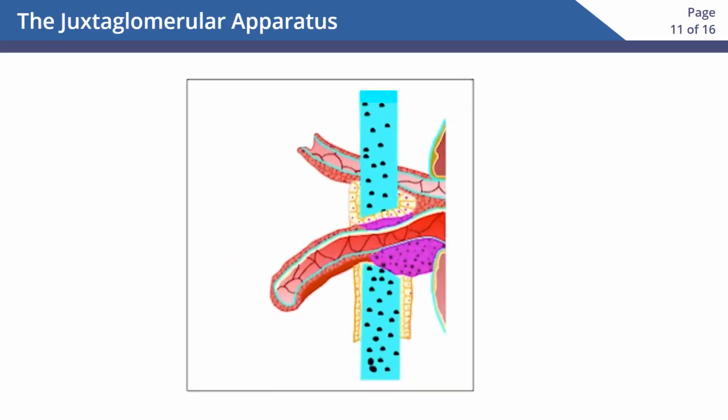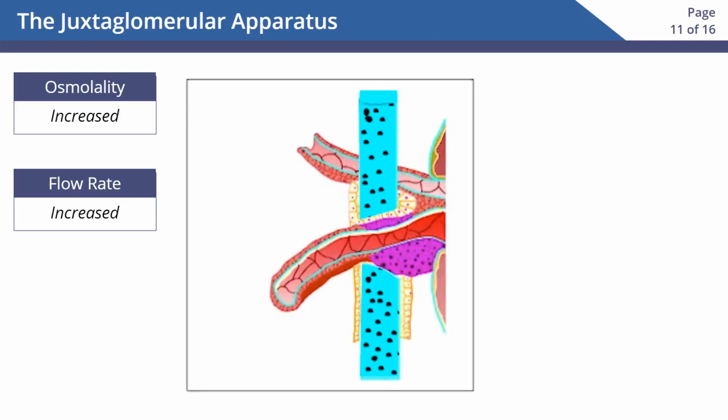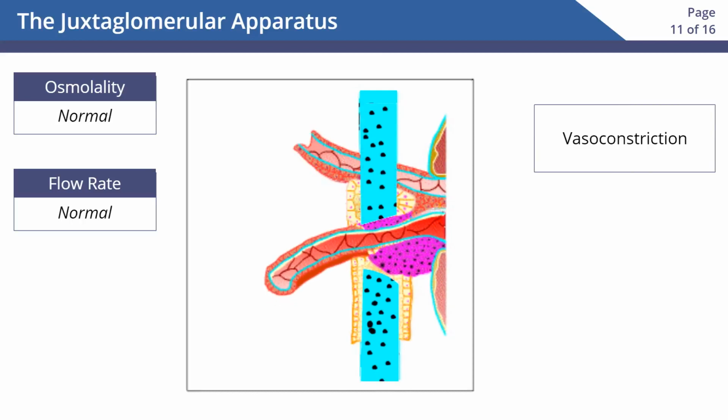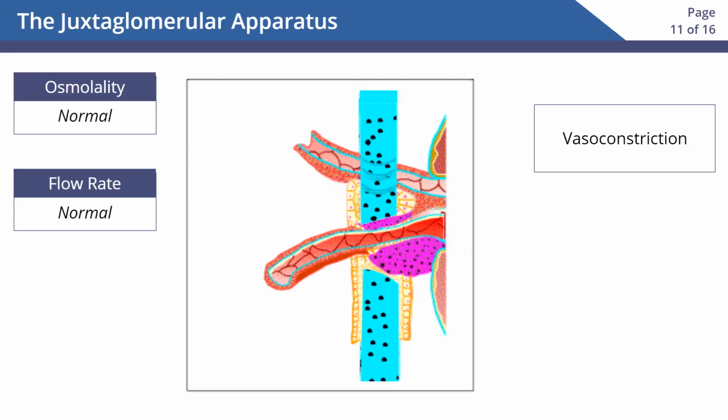And in our last example, when filtrate has increased osmolality or increased flow rate, the macula densa cells sense this, which leads to the vasoconstriction of the afferent arteriole. This will return osmolality and flow rate of the filtrate to normal.